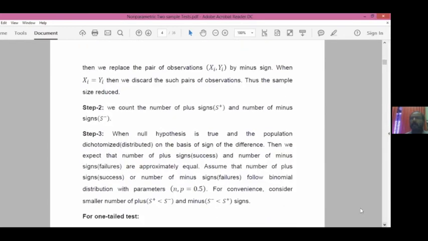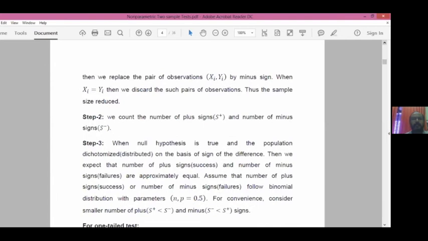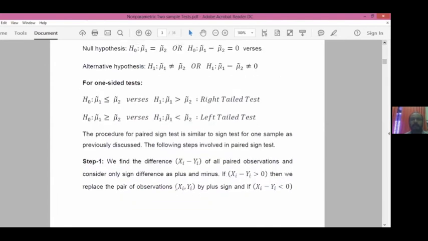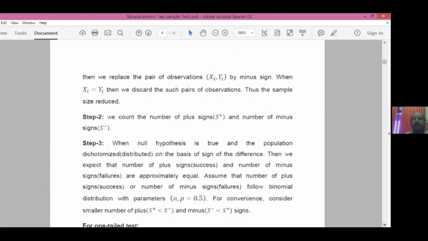In the first step, we take the difference. We find the difference xi minus yi for the two sets of paired observations, and we keep only the sign of the differences, plus or minus. If xi minus yi has a positive sign, we replace the pair of observations with a plus sign. If the difference is negative, we assign a negative sign. When the two values are the same, that particular observation is discarded.